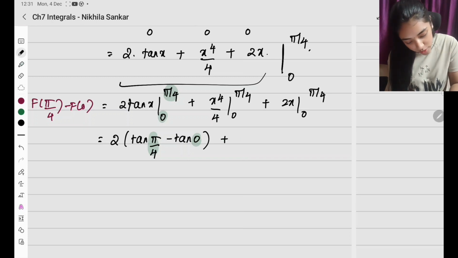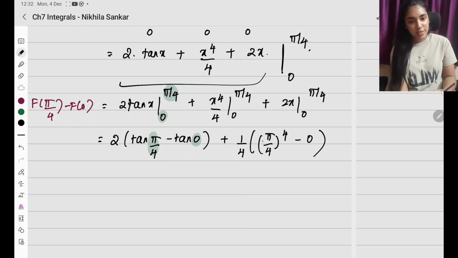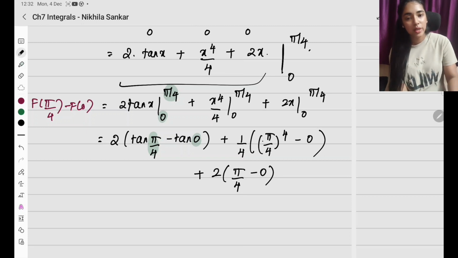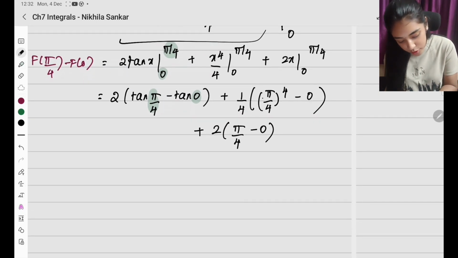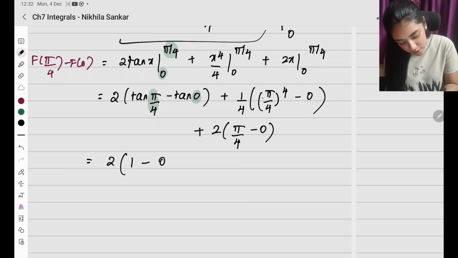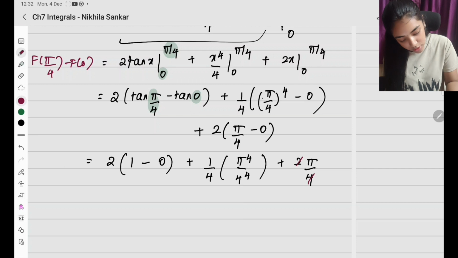Now the second term, I take 1 by 4 common. So substituting pi by 4, pi by 4 the whole power 4 minus 0. So this is my second term. Now the third term I have 2x. So 2 times x, substituting pi by 4 minus 0. So you can also do it in such a way. Okay. That's the answer that will come. So this is 2 times tan pi by 4, tan 45, which is 1, minus tan 0, which is 0, plus 1 by 4 times pi power 4 divided by 4 power 4 minus 0, that goes away, plus 2 times pi divided by 4. So what gets cancelled? Only this gets cancelled.